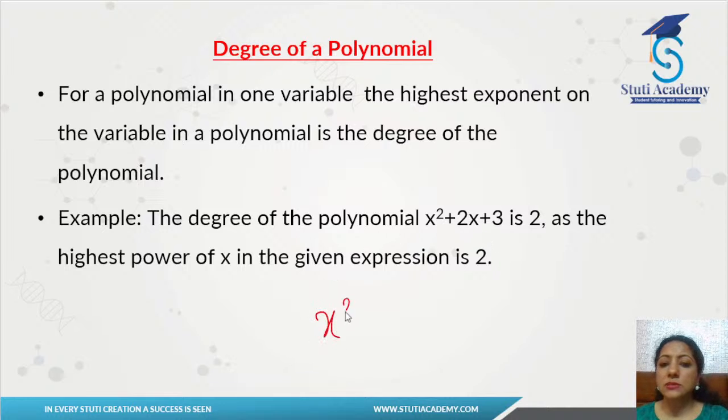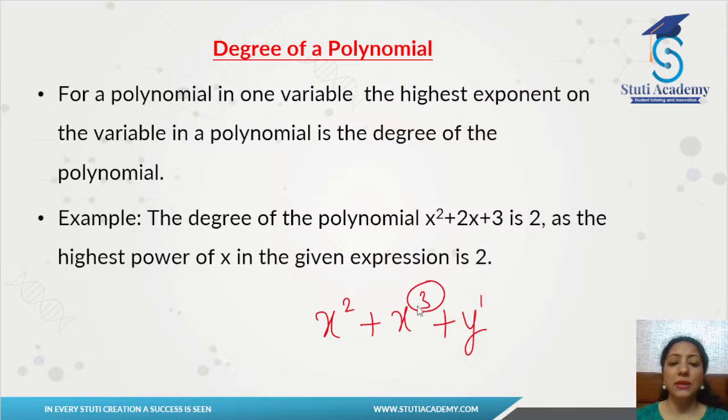Now let's take x square plus x cube plus y. This has power 2, this is power 3, this is power 1. So we can say that the degree of this polynomial is 3, since this is the highest degree.